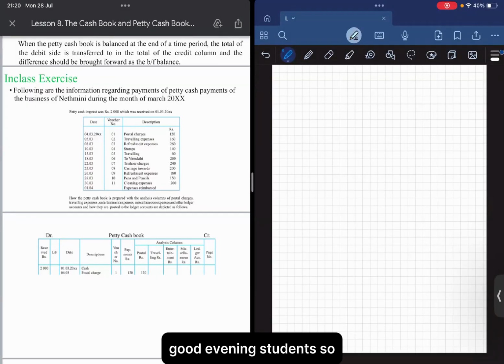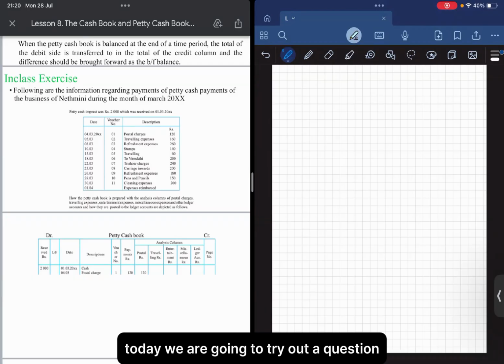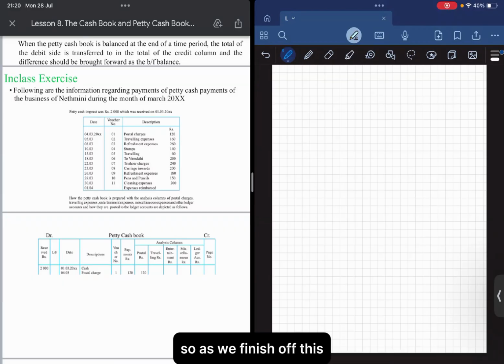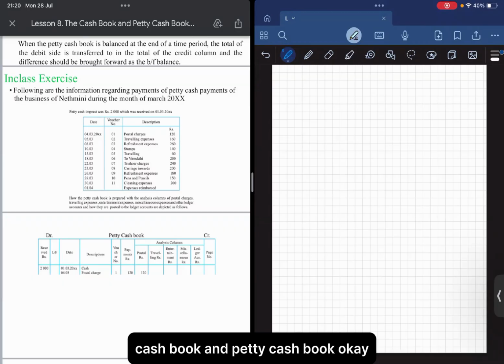Good evening, students. So today we are going to try out a question from Petty Cash book. With this, we will be preparing the Petty Cash book and the respective ledger accounts, and we will be posting the entries as well. As we finish this, we will be finishing off the lesson Cash book and Petty Cash book. Okay, so let's start.